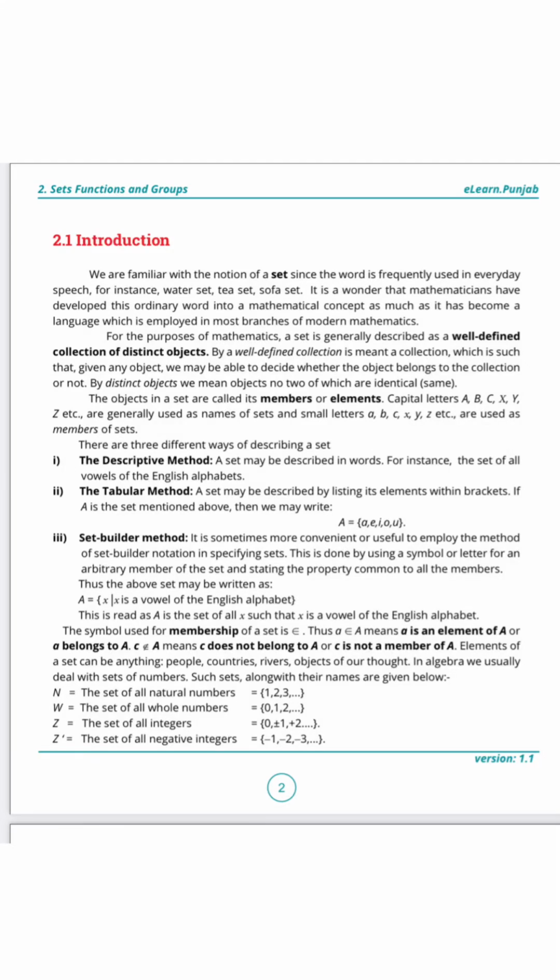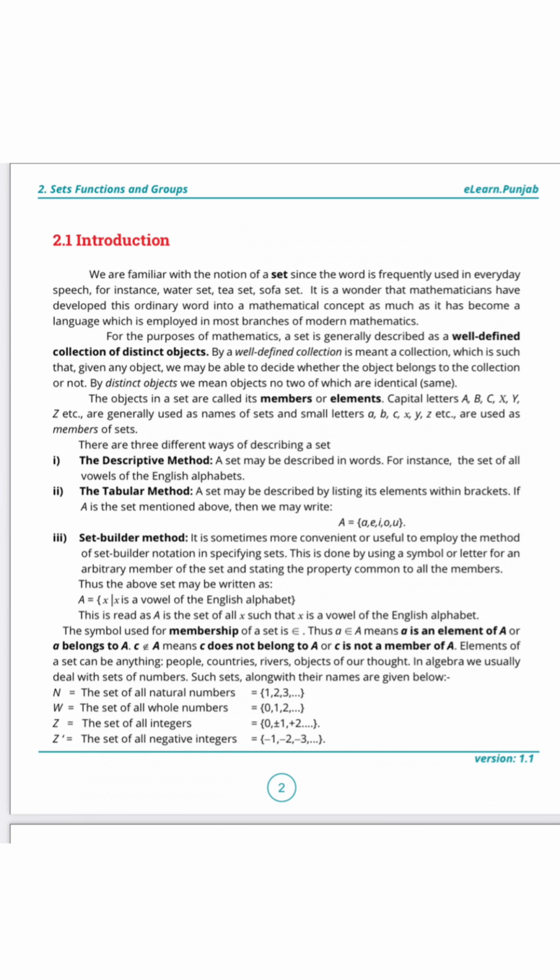We were discussing the topic of sets, and we were discussing that there are three different ways of describing a set. Number one is the descriptive method, that we studied: a set may be described in words. For instance, for example, the set of all vowels of the English alphabet.